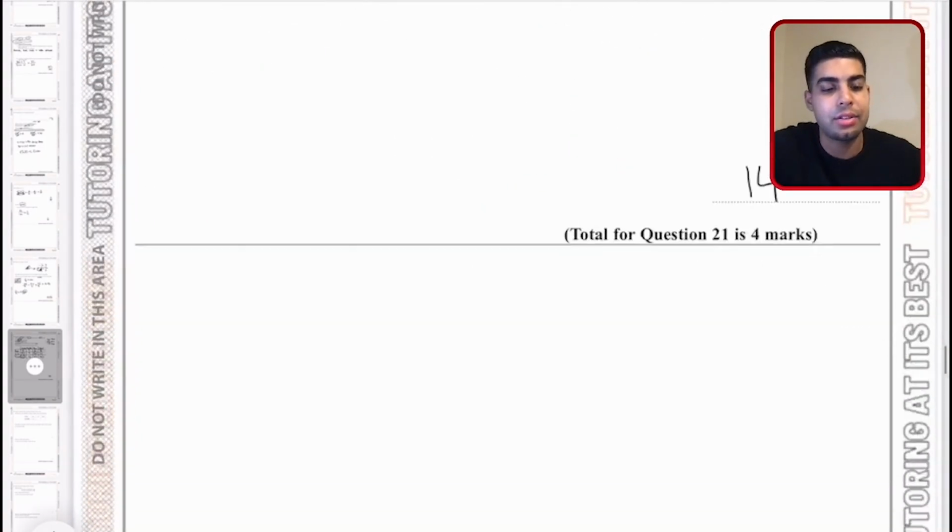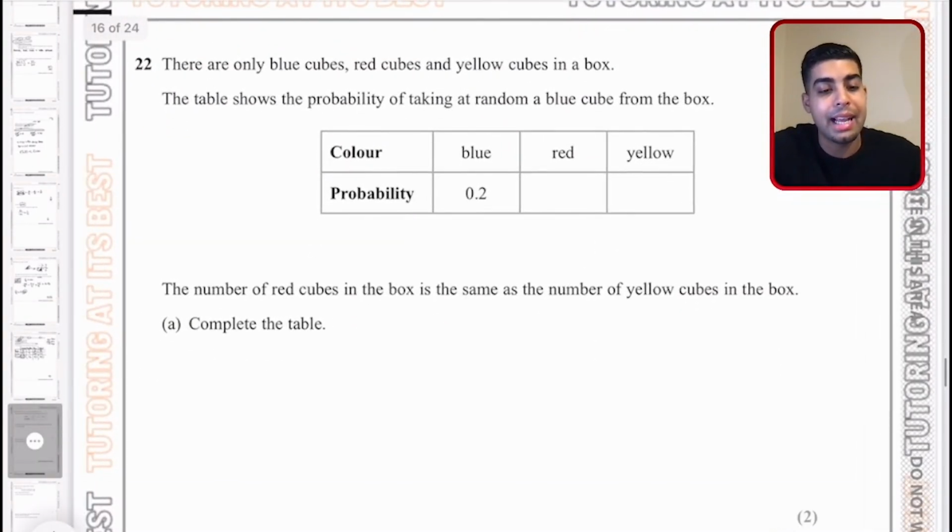Amazing. Let's now dive into 22. Again, this is a probability question. And we now find out that we have 3 different colors, which is blue, red, and yellow. And we need to find out what red and yellow is.